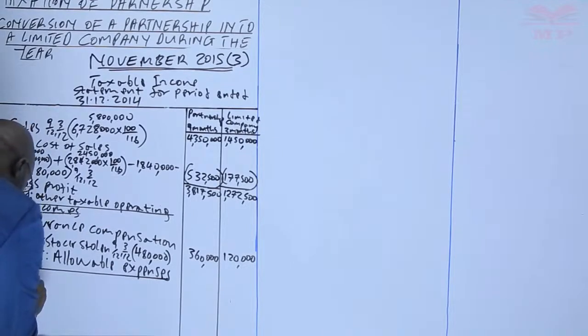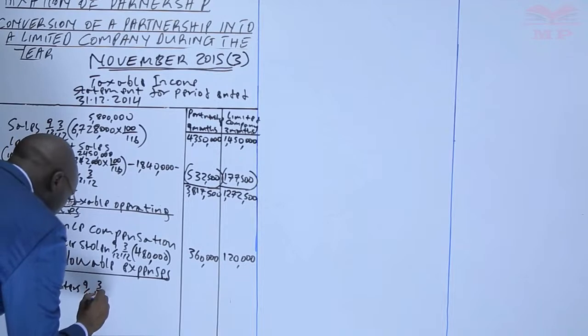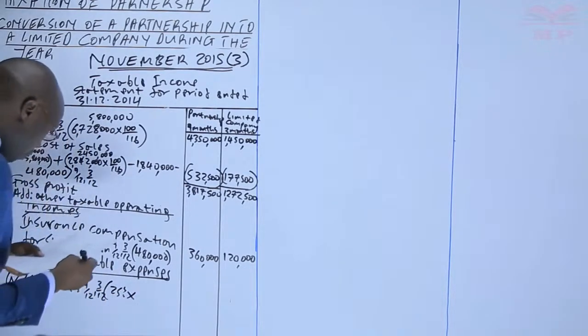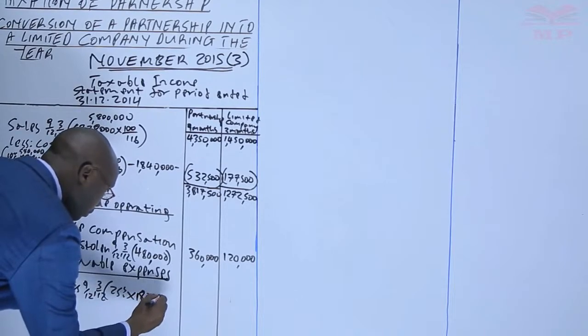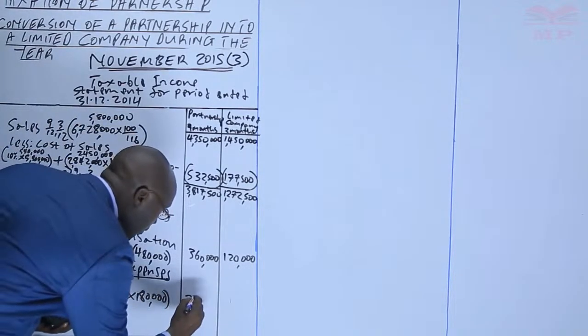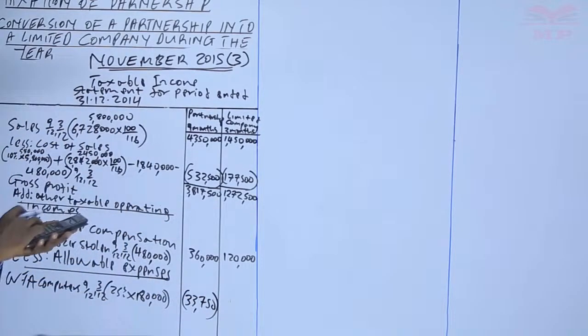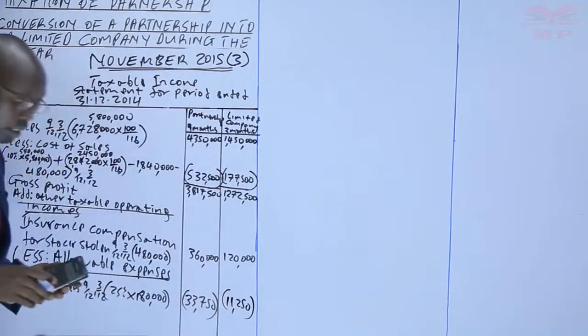So, wear and tear on computers, we take 9 over 12, 3 over 12 of 25% of 180. So 25% of 180 gives us 45, times 9 divided by 12, gives us 33,750. The other one is 3 divided by 12 times 45,000. That gives us 11,250. So we continue.